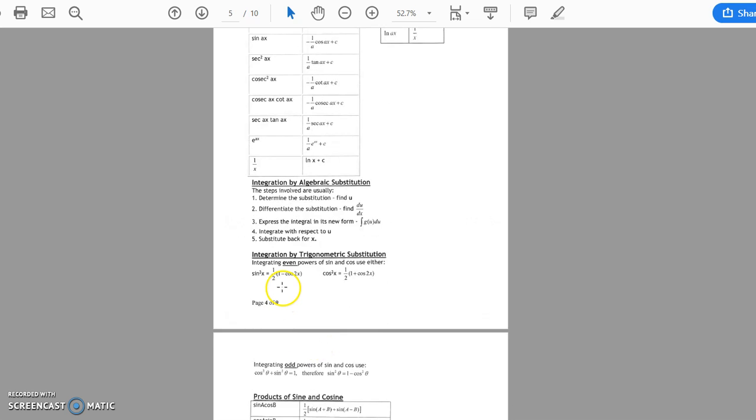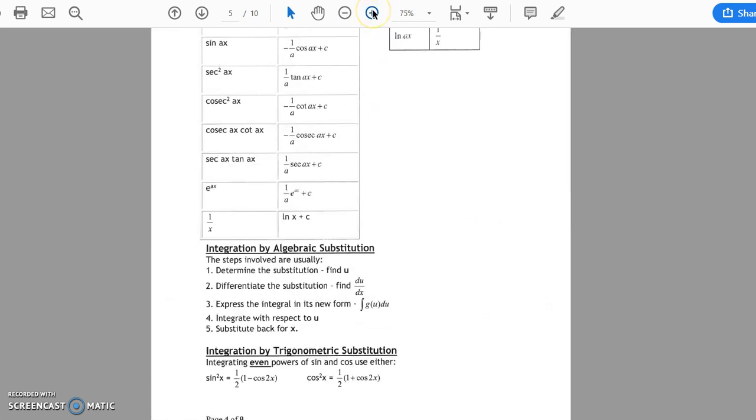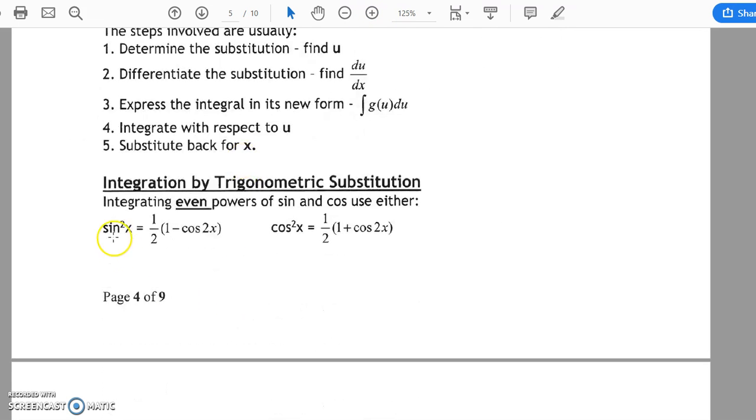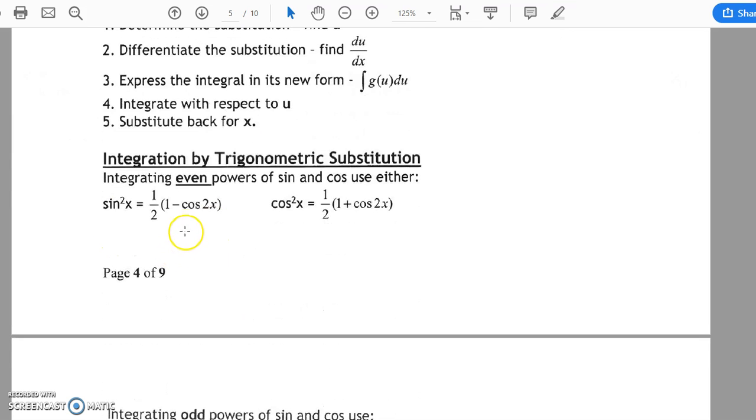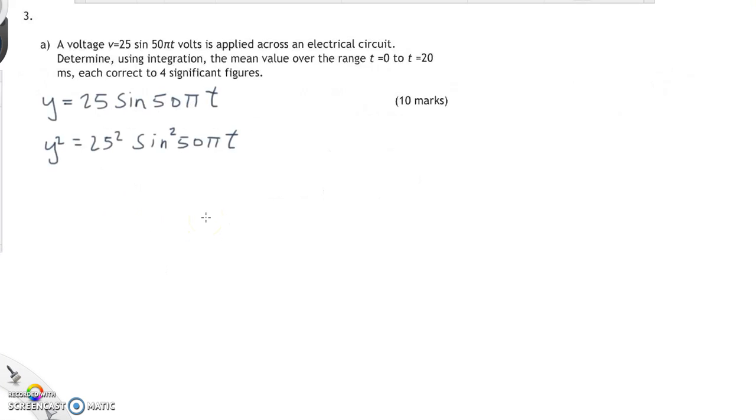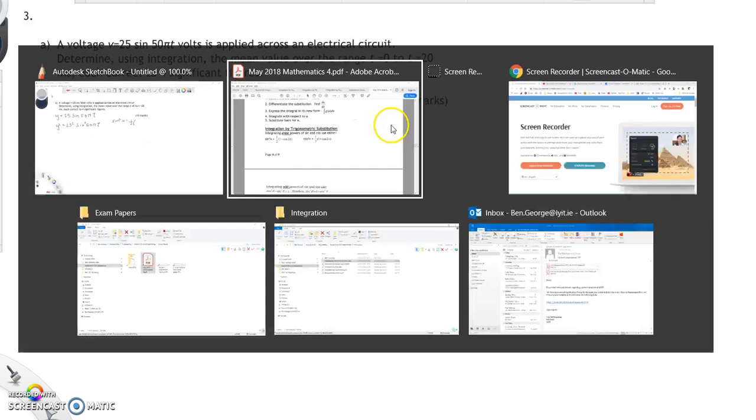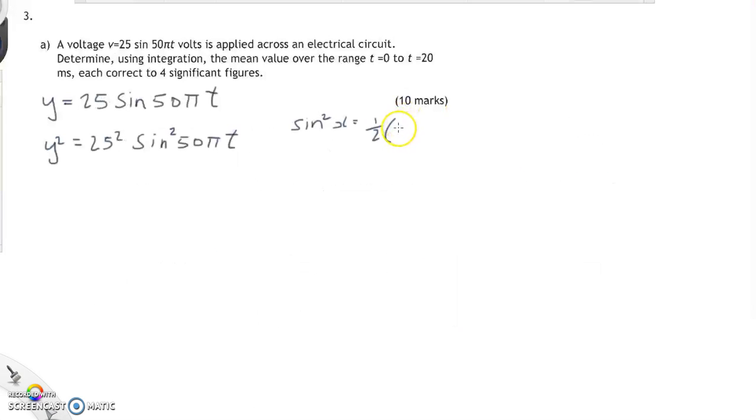Dig it up here. See here where we see sine squared x equals a half times 1 minus cos 2x. Right, so we can copy that in here. Sine squared x equals a half times 1 minus cos 2x.